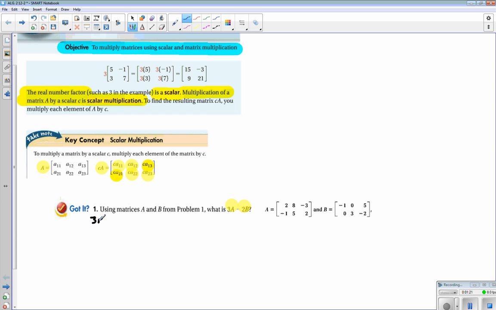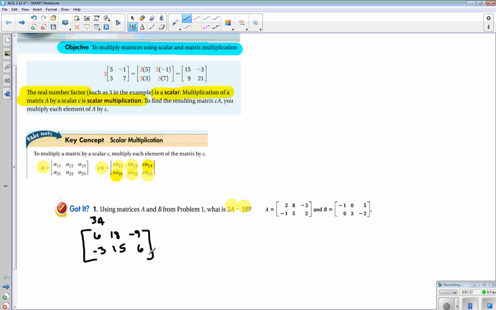So 3A is 2 times 3 is 6, 8 times 3 is 24. Negative 3 times 3 is negative 9. Negative 1 times 3 is negative 3. 5 times 3 is 15. And 2 times 3 is 6.